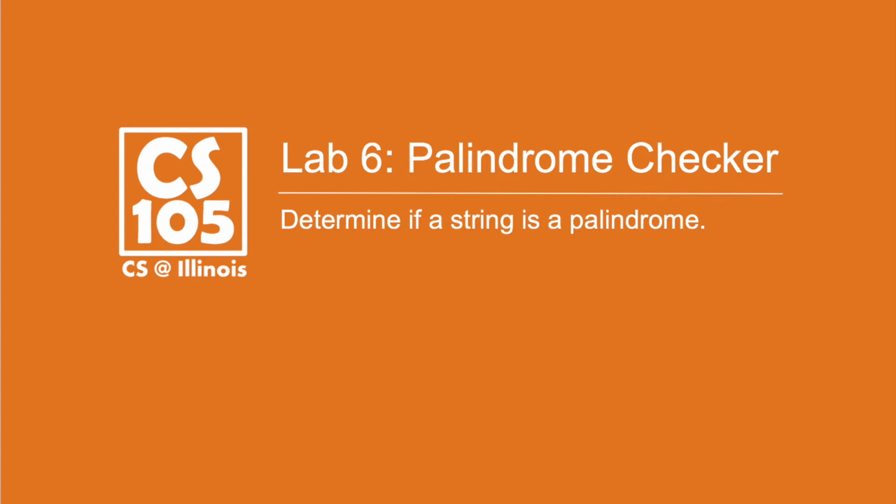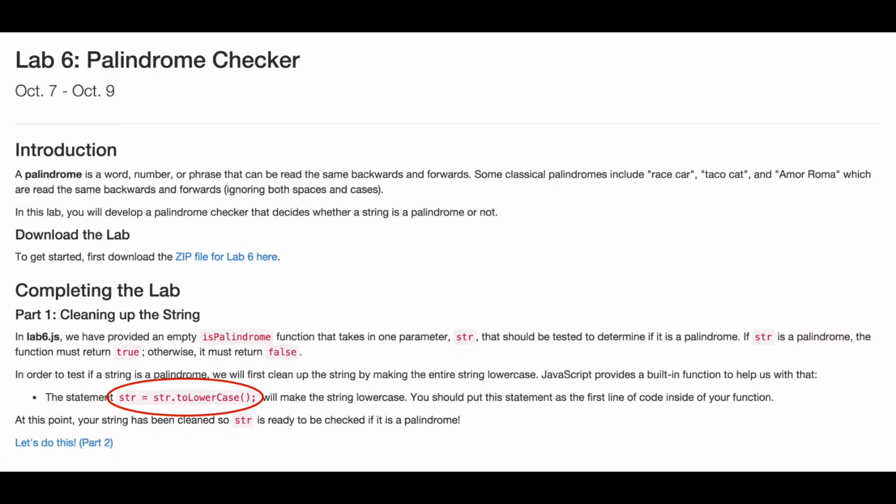Hi everyone, and welcome to CS 105 Lab 6. This week we are going to be determining if a string is a palindrome. And a palindrome is simply just a word that is spelled the same both forwards and backwards.